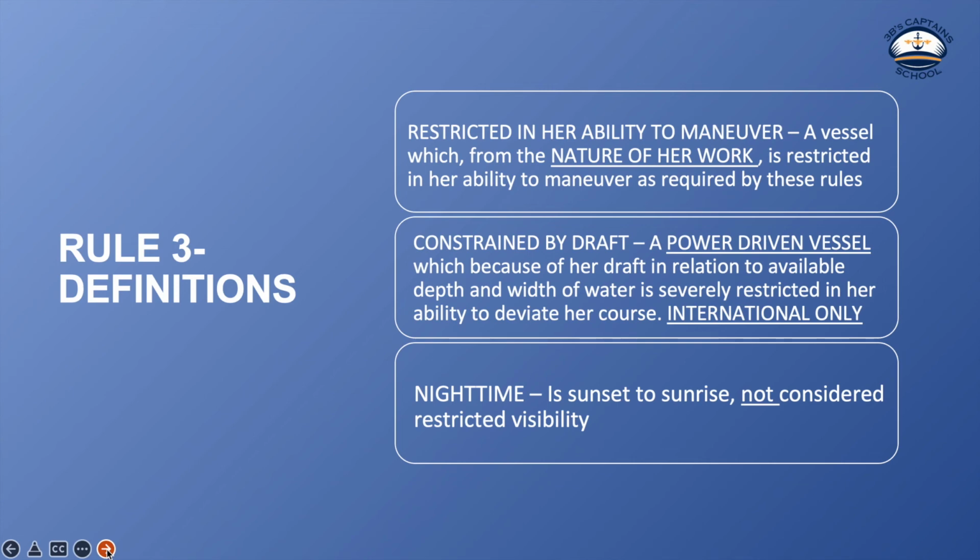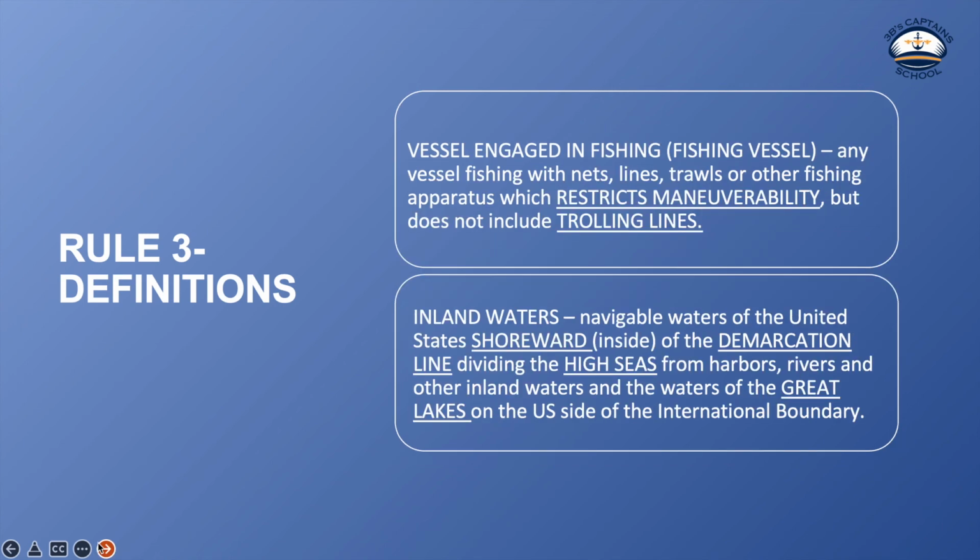Nighttime, sunset to sunrise. It's not restricted visibility. Remember, that was mist and fog and snow storms or whatever. Nighttime is just nighttime, and it officially begins at sunset and ends at sunrise. A vessel engaged in fishing, a fishing vessel. Any vessel fishing with nets, lines, trawls, or other fishing apparatus which restricts maneuverability. This does not include trolling lines because you can still maneuver as required by the rules.